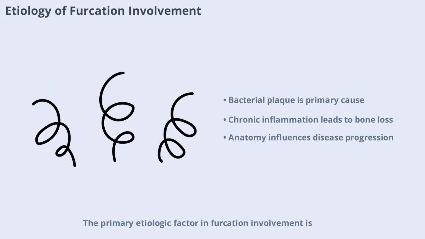The primary etiologic factor in furcation involvement is bacterial plaque and chronic inflammation of periodontal tissues. Long-standing inflammation leads to attachment loss in the furcation area, which is influenced by anatomical considerations such as root trunk length, root separation, and the surface characteristics just above the root separation. The roof of the furcation, often concave and containing ridges, can make access for instrumentation difficult. These anatomical challenges, combined with the presence of bacterial plaque, set the stage for furcation involvement and complicate both diagnosis and treatment.